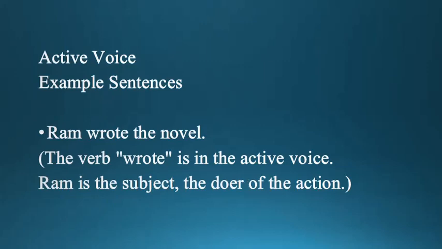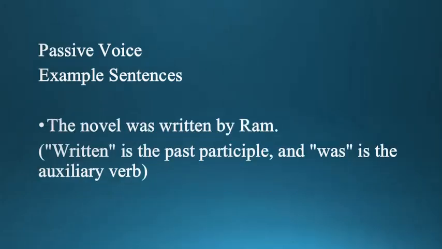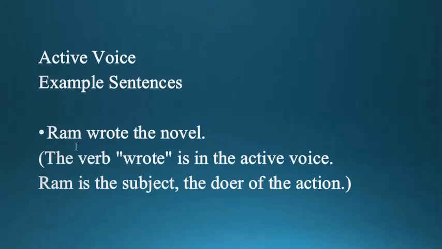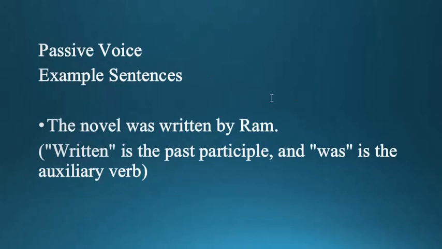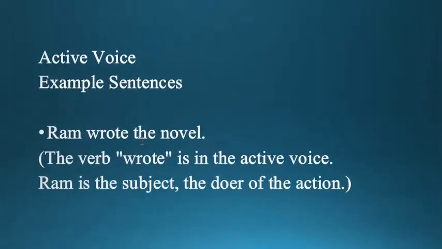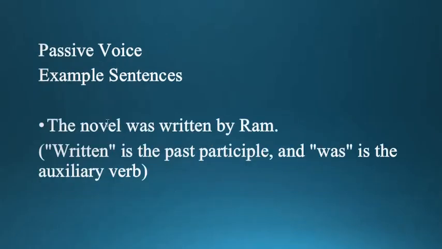If we turn the same sentence, Ram wrote the novel, into passive voice, this is how it turns: the novel was written by Ram. See Ram in the other form. In active voice, Ram is the first one, the subject of the sentence, and that turns into the object in passive voice. So Ram becomes the object. And the novel, which was the object earlier, turns into the subject in passive voice. So the novel was written by Ram.